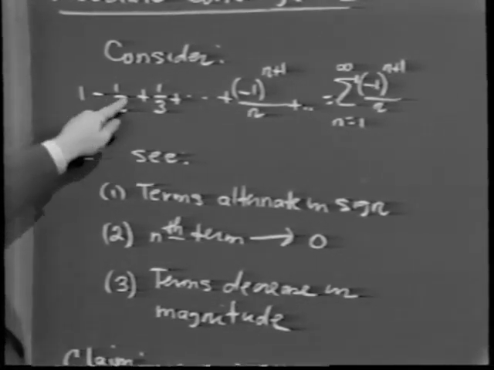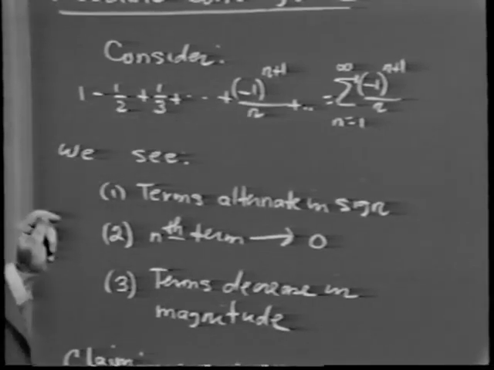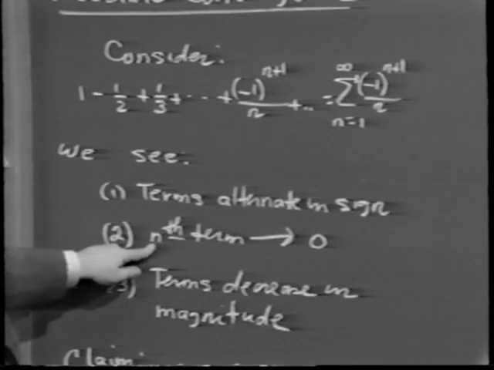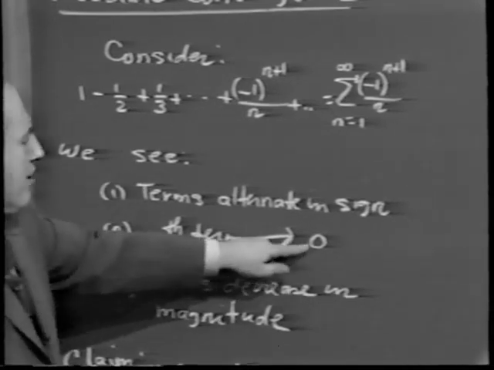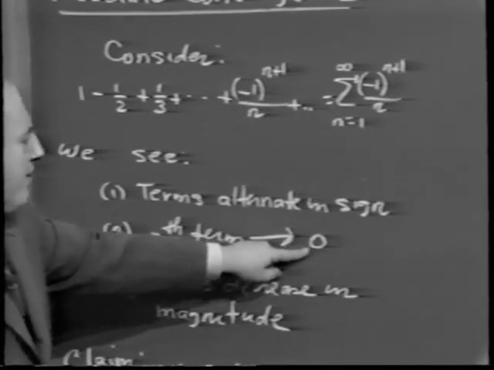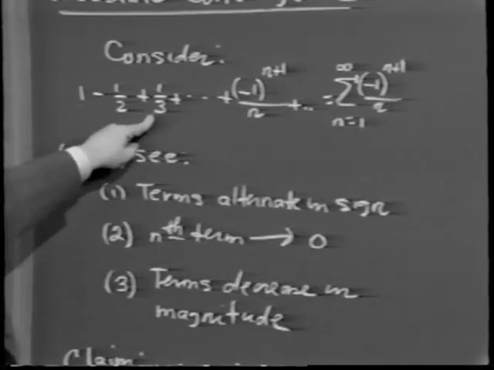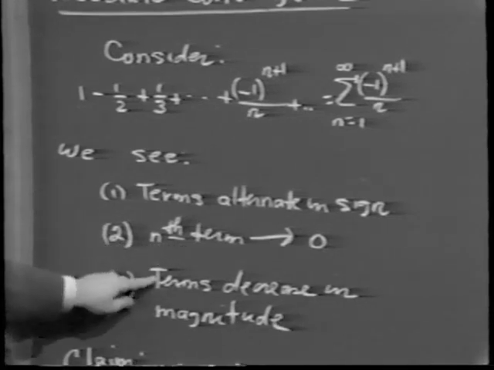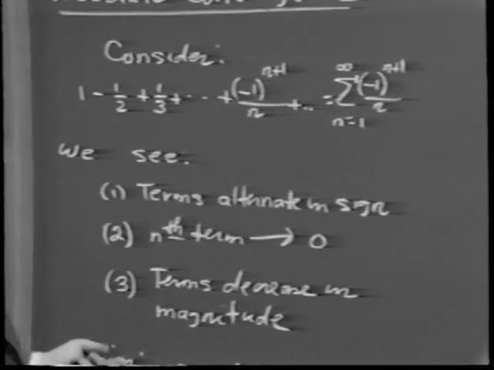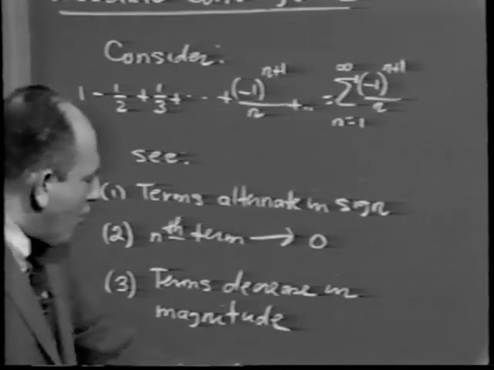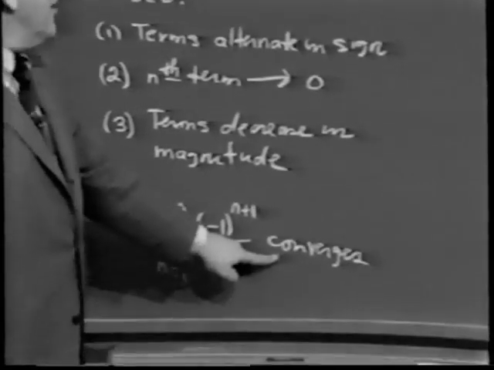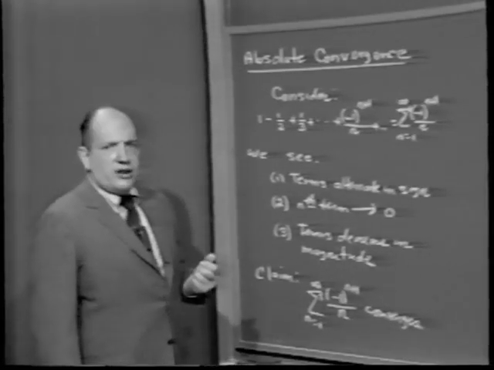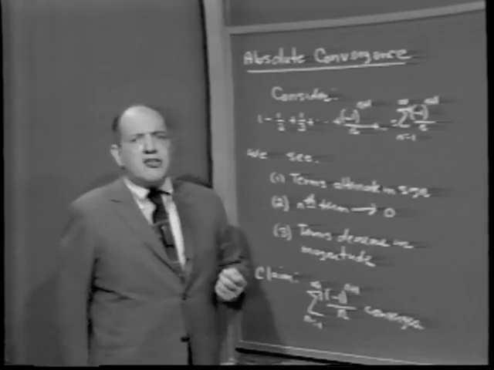It's called alternating because the terms alternate in sign. The nth term approaches 0. By the way, we saw in our first lecture on series that the nth term approaching 0 was necessary but not sufficient for making a series converge. However, our claim is that if, in addition to this, we know that the terms decrease in magnitude, the given series will converge. In other words, what I intend to show is that 1 minus a half plus a third, etc., does converge. And the way I'm going to do that is geometrically.